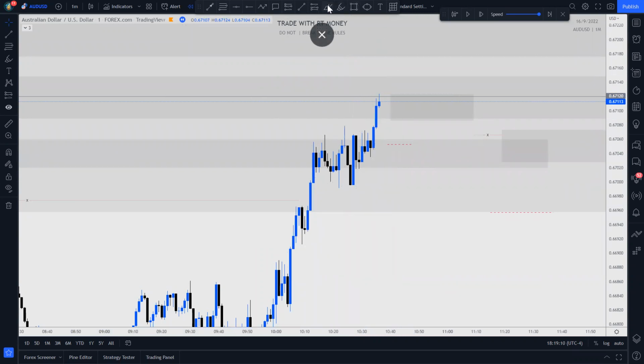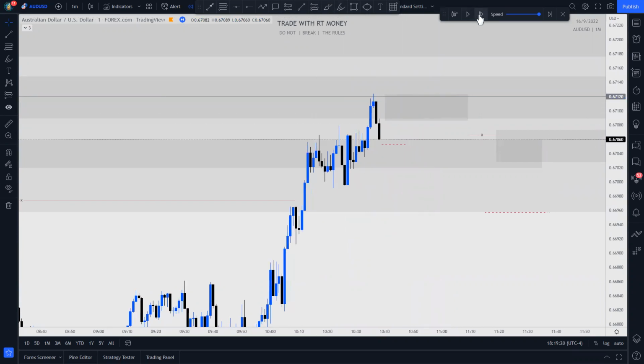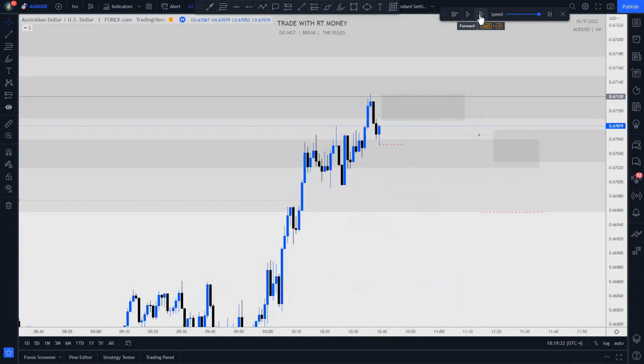I want to see some market structure. I want to see a high, a higher high, a market structure break, and then a pullback. That's what I want to see. All right. I keep it simple. All right. We got a high. Oh, snap.